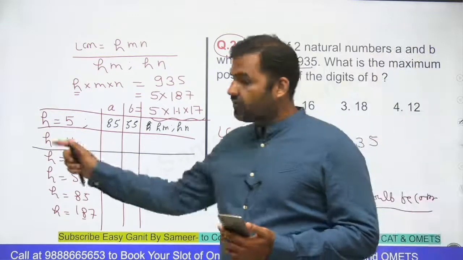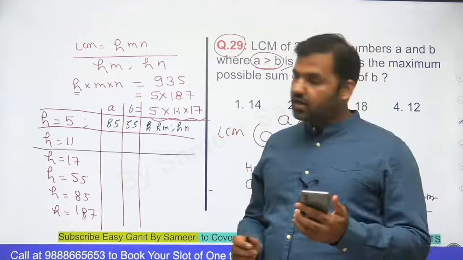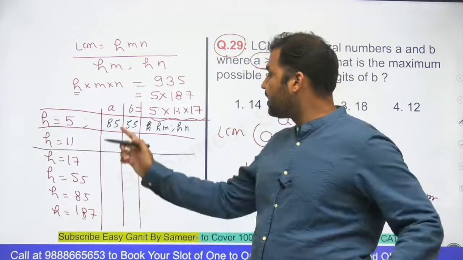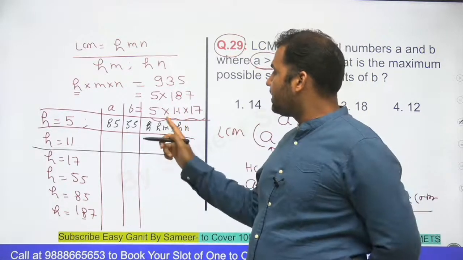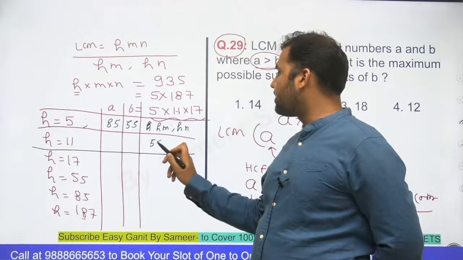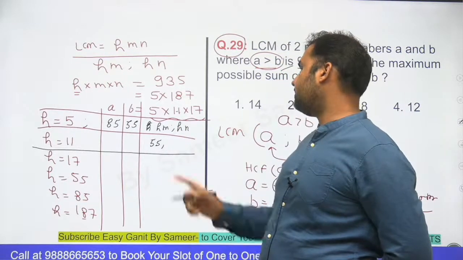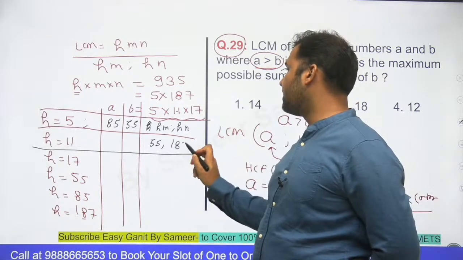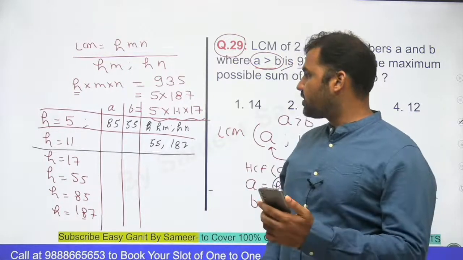If I take the value of h as 11, what is going to be the number of a and b guys? A और b का नंबर क्या बनेगा? h की वैल्यू अगर आपने 11 ली तो बच्चों 11 into 5, one number will be 55 and one number would be 11 into 17. 11 into 17 would be 187 guys. Am I right or wrong? H into m, h into n.